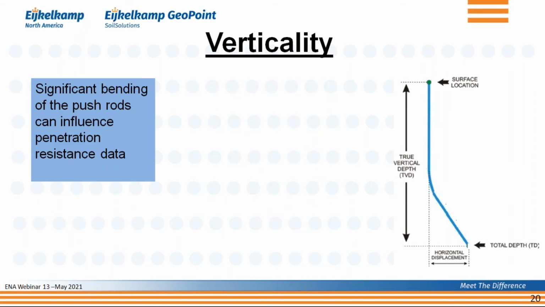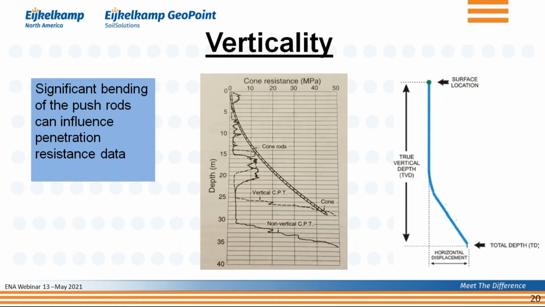Why? The significant bending of the push rods can influence the penetration resistance data. Illustrated by this figure here. Let's look at the cones that are pushed in the ground. At the surface, you think that you've pushed about 36 meters down into the soil. Why 36 meters? Well, you've used 36 rods, and therefore your depth should be about 36 meters. And you see on your screen the solid black line, which is the tip resistance. And you come to the conclusion that, well, somewhere around a depth of 30 meters, that's where this stiffer layer is starting to begin.